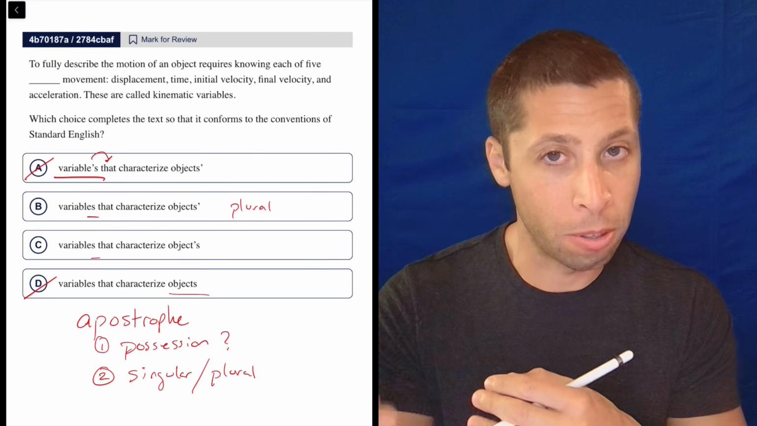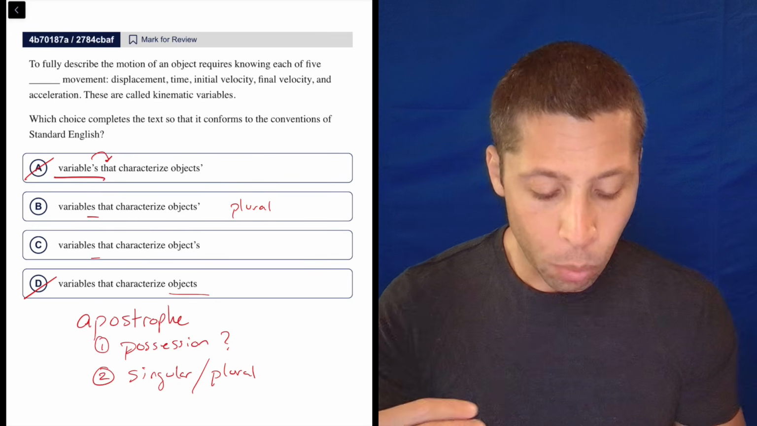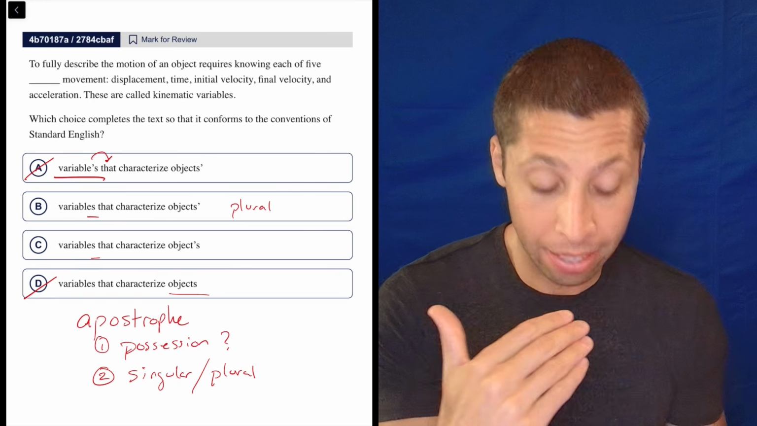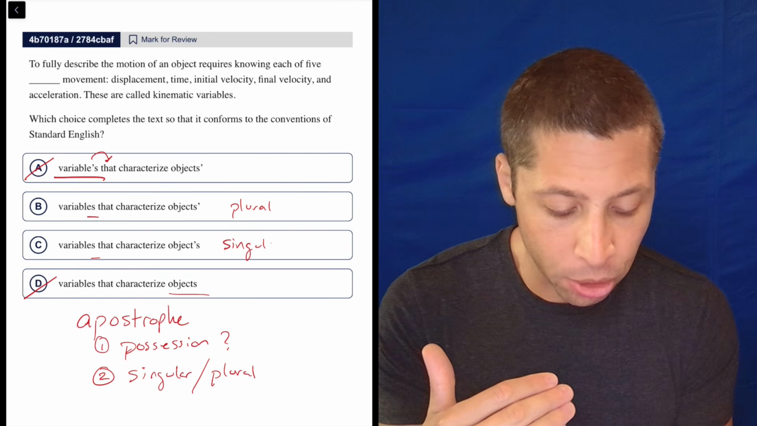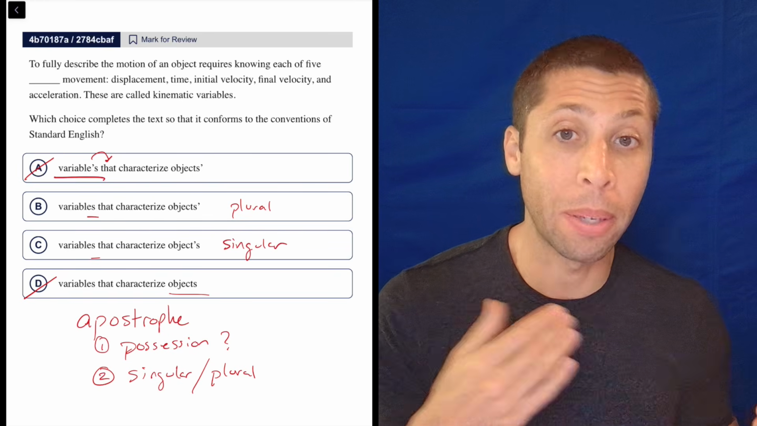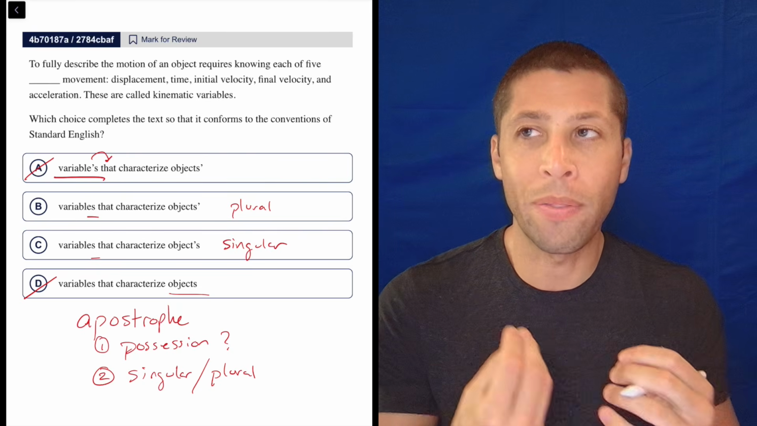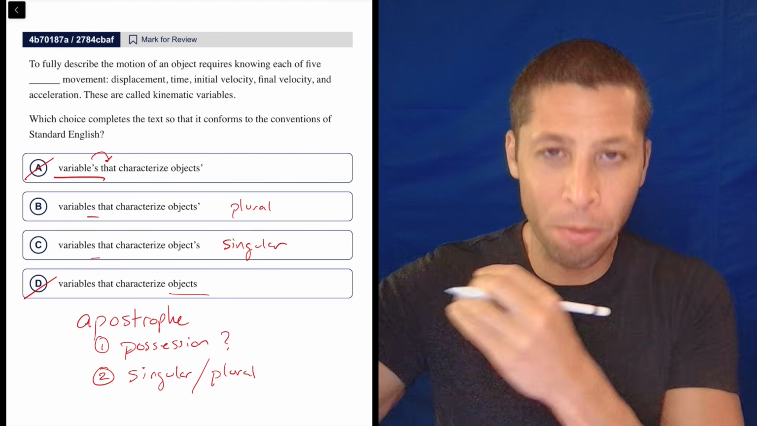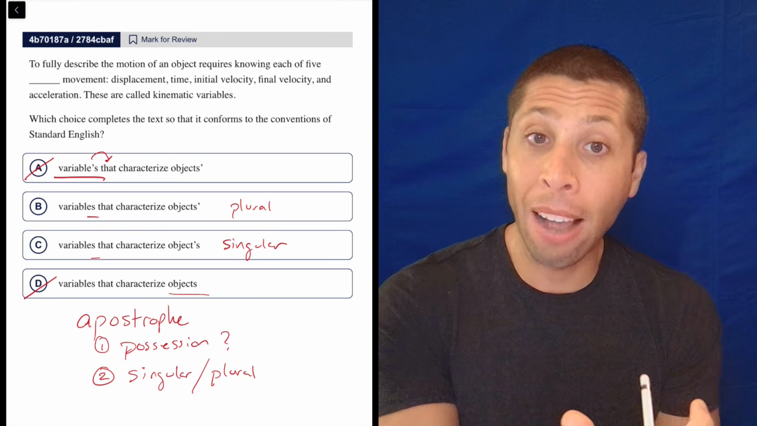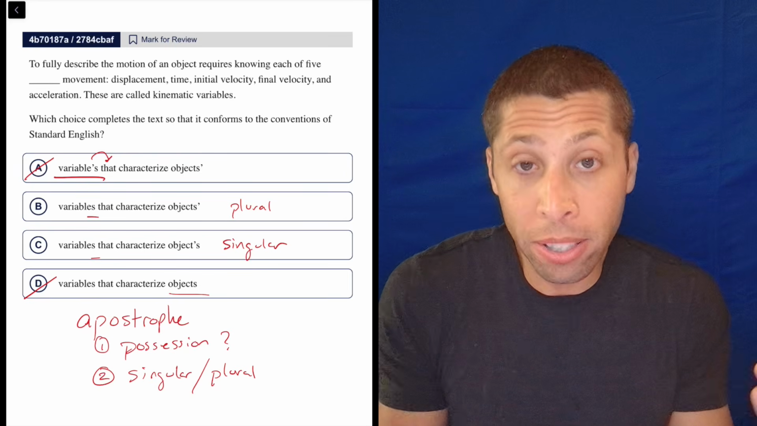So that's what's going on in choice B. In choice C, we don't have an S at the end of the word already because it's a singular word. It's a singular object. And the S is coming along because that's just how we work with apostrophes. They always kind of need that S sound. So if the S isn't there already as part of the word, we're going to add it on after the apostrophe. So this is something you do need to know.